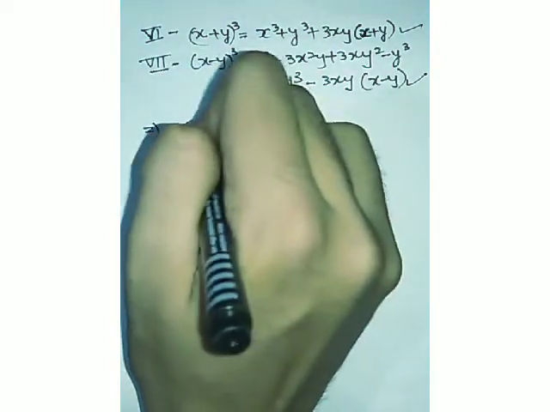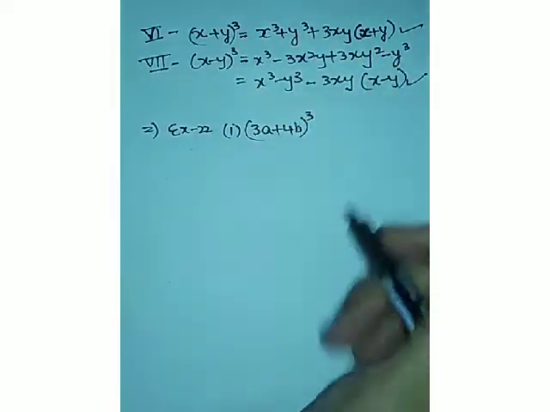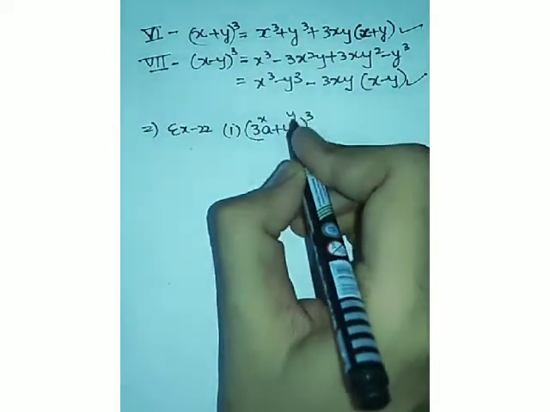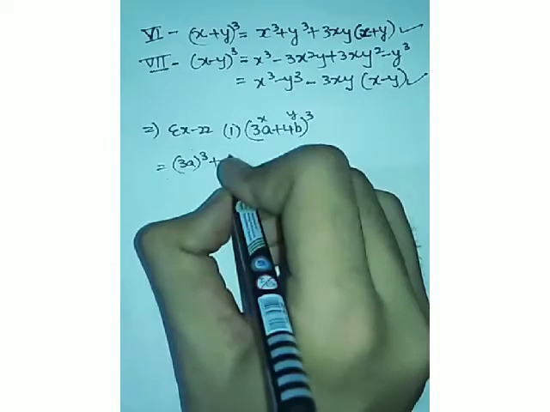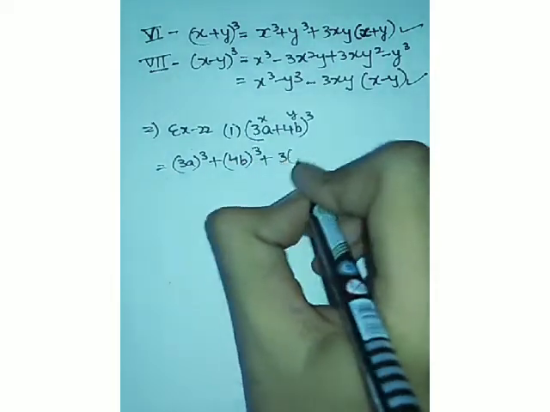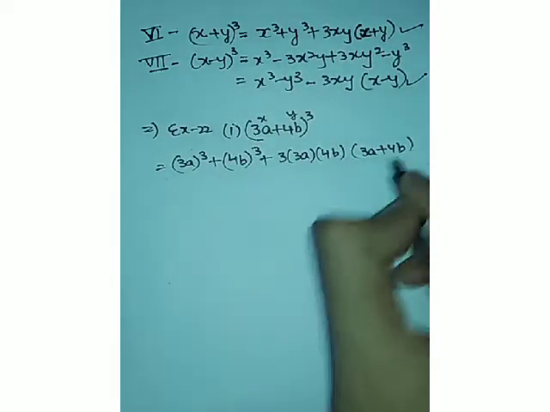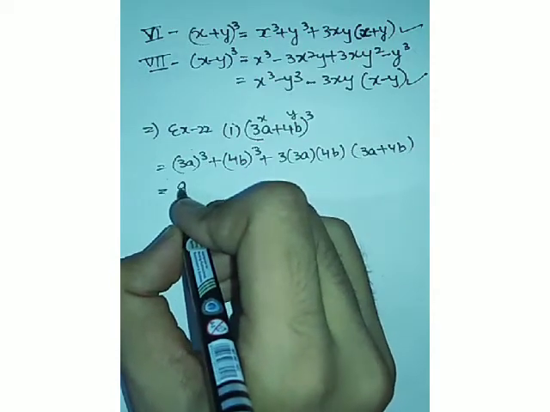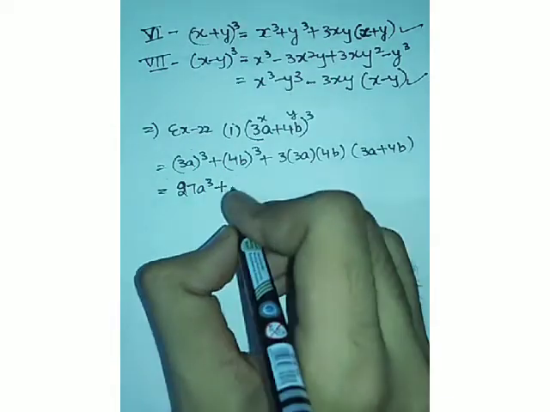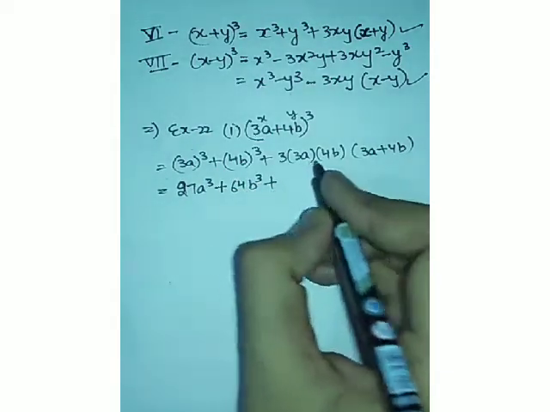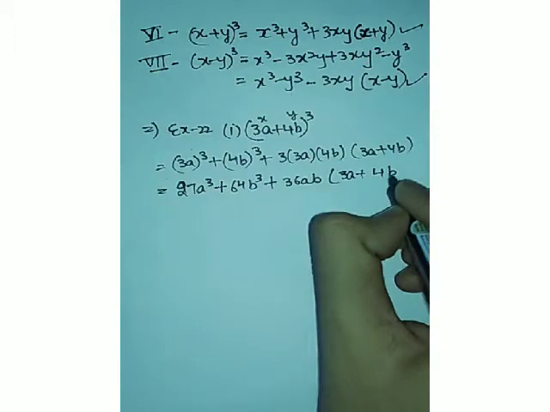What will we get? Example 22, and the first part, that is 3a plus 4b whole cube. Now this is our x, this is our y. Simply it's x plus y whole cube. Apply the identity. 3a cube plus 4b cube plus 3 multiplied by 3a multiplied by 4b multiplied by 3a plus 4b, right? You will get 3 nines are 27, 27a cube, 4 fours are 16, 4 sixteens are 64 b cube, 3 threes are 9, 9 fours are 36 ab and 3a plus 4b.